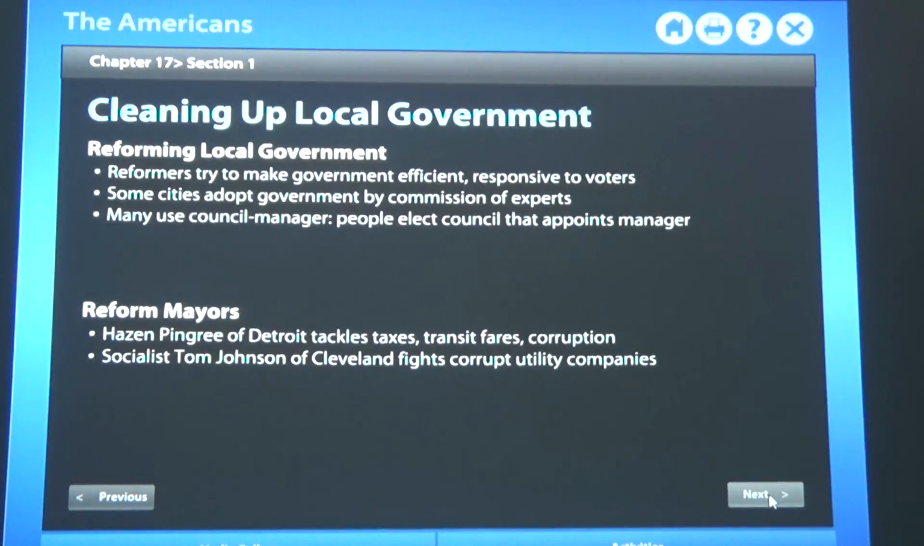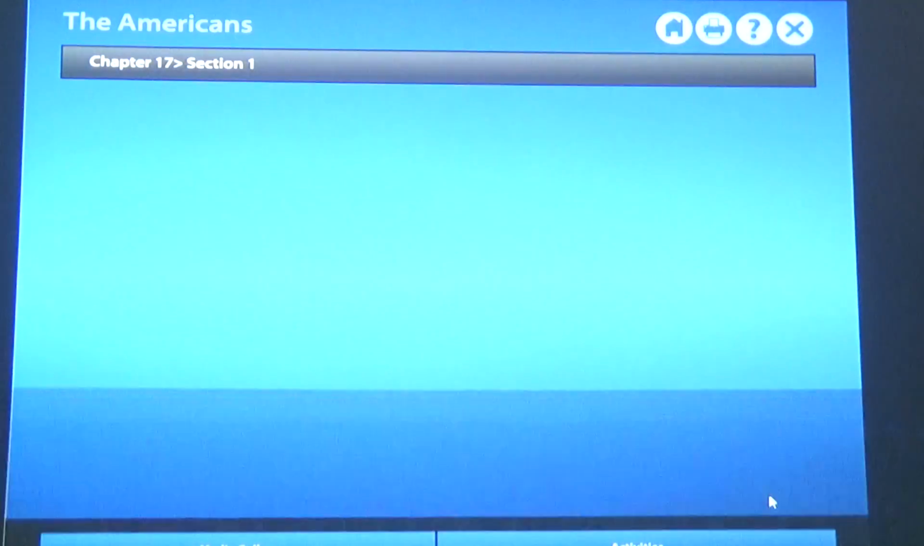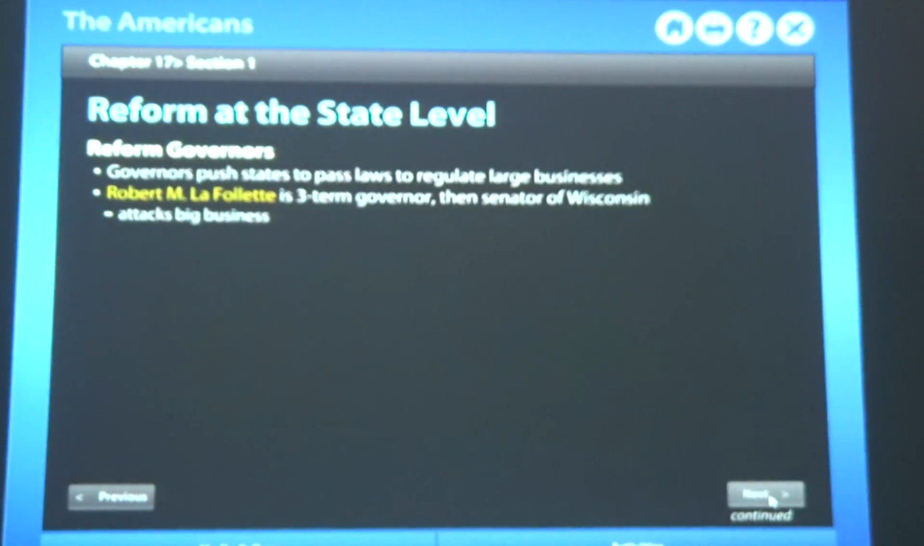And things such as transit fares and corruption in utility companies were also issues being tackled in Detroit and Cleveland by some mayors at the time. But socialism was a real idea, the idea of people being involved in the process and demanding change for equality and exposure of the problems that had been taking place in previous decades.